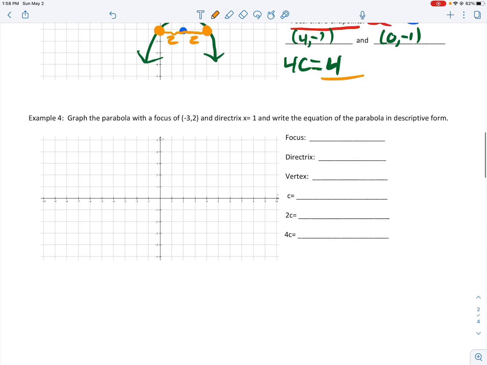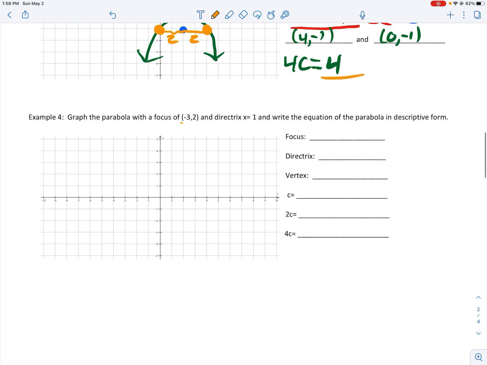Example 4. Graph the parabola with the focus (negative 3, 2) and the directrix of x equals 1, and then write the equation of the parabola in descriptive form. That's the same thing as vertex form. So the focus is (negative 3, 2). The directrix is x equals 1.